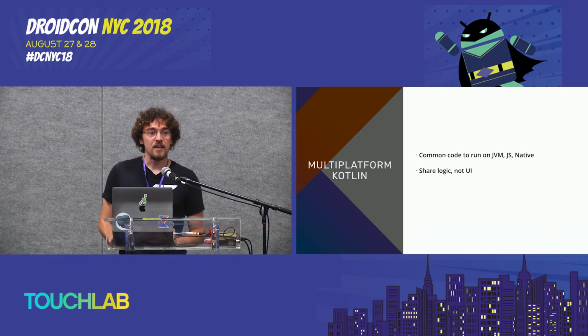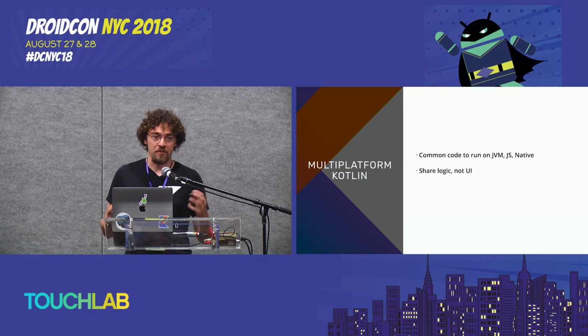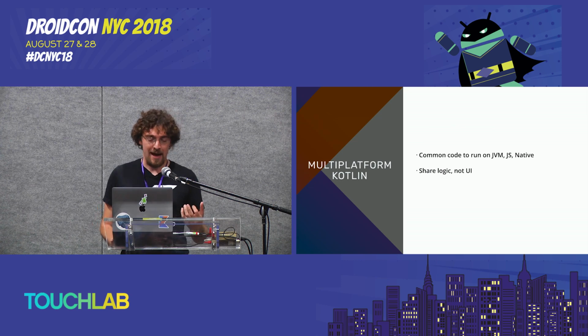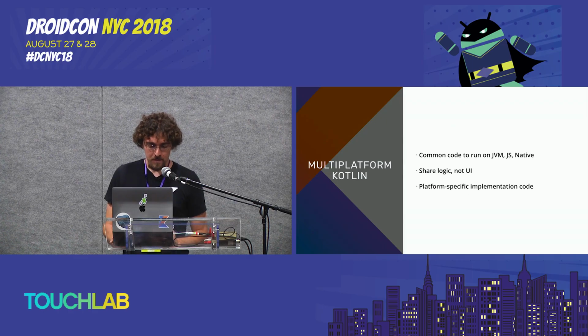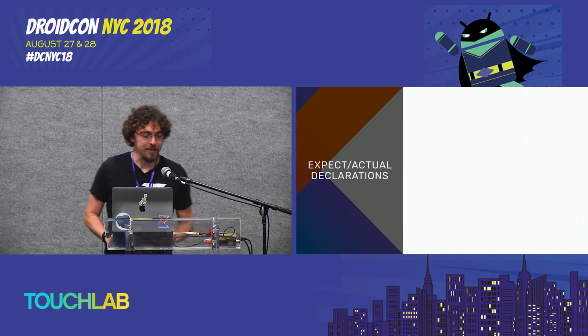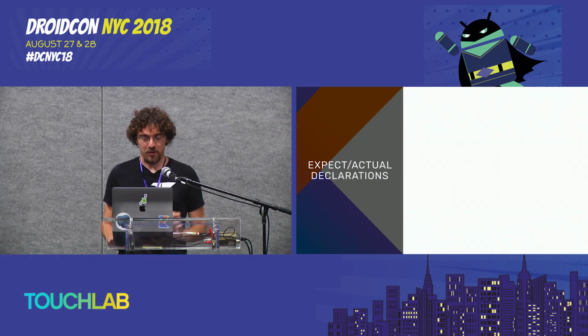And the focus is to share not everything, but your logic layer, the things that aren't platform dependent, so that the pieces that are unique to our app can be shared, but the things that make sense to be native can stay native. And there's also a mechanism for defining platform-specific implementation code, so that when you need to call into platform-specific APIs from your common code, you're able to do so. And what that looks like is expect and actual declarations.